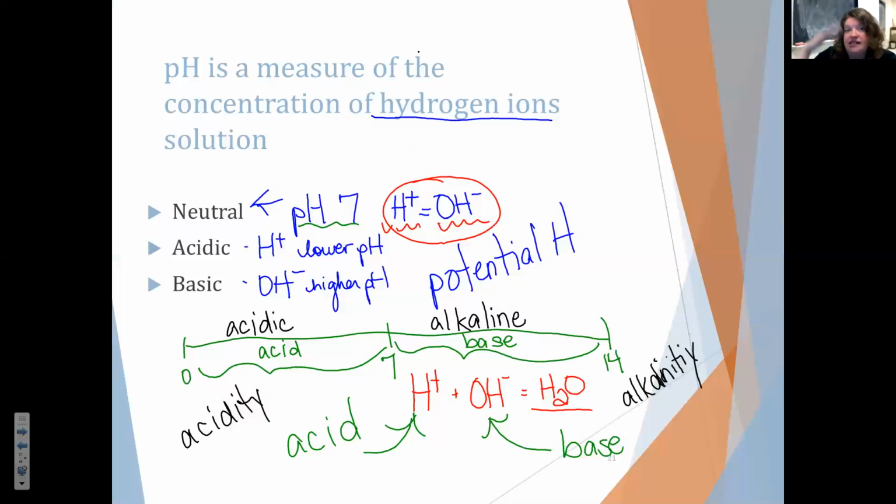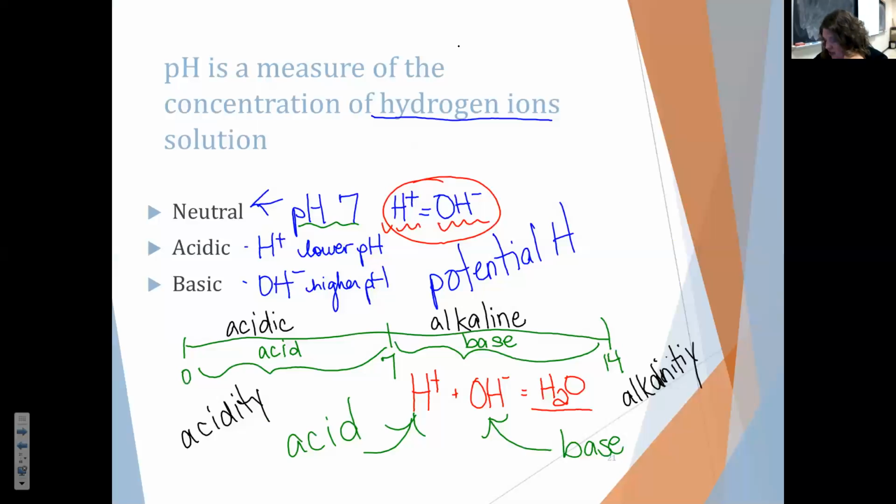Now your book gives you a really good figure. It actually orients it up and down. And it gives you the pH of a number of different substances along that pH scale. So a lot of the things that are going to be more acidic are going to have a lower pH. Stomach acid has an extremely low pH of around 1. Battery acid, sulfuric acid, and drain cleaner, which is also sulfuric acid, is going to have a very low pH.